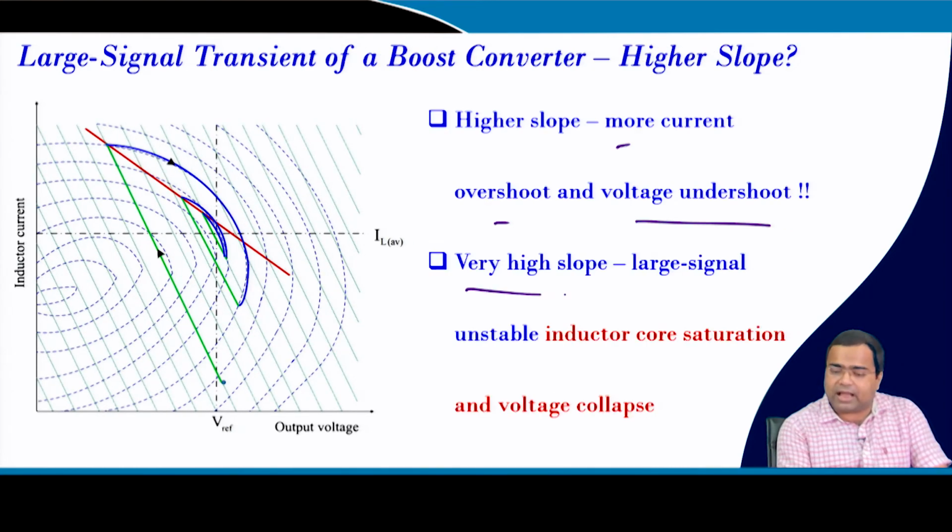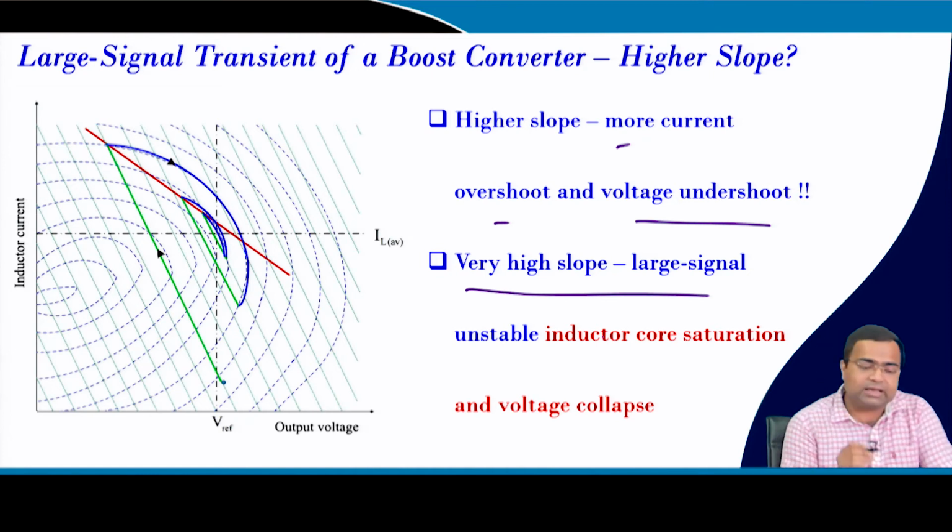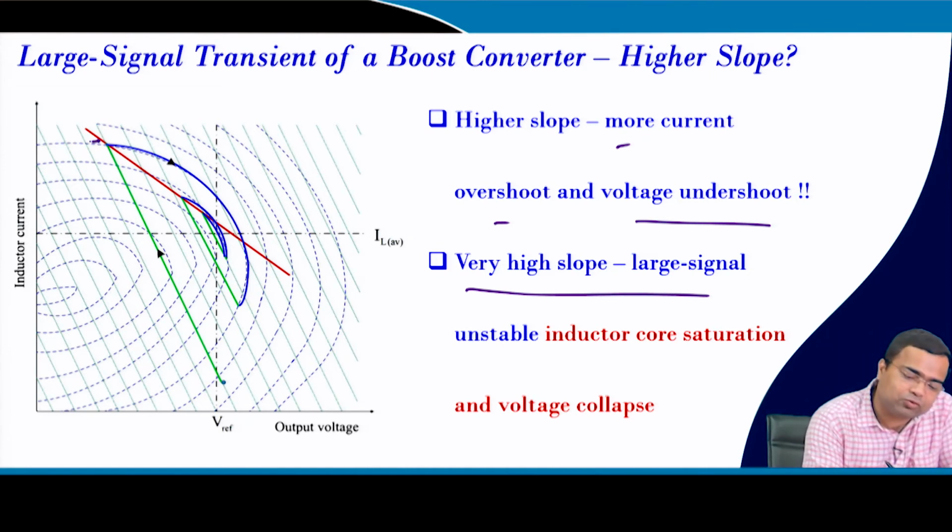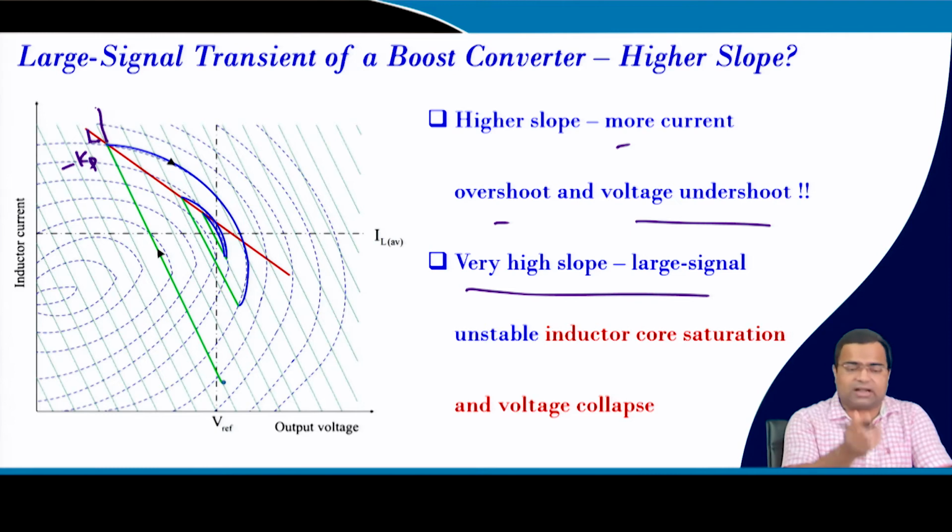And with a very high slope, because if you take this slope minus Kp in such a way that this slope becomes larger than the magnitude of the on state trajectory, then the system will collapse, it will go to the rejective region.